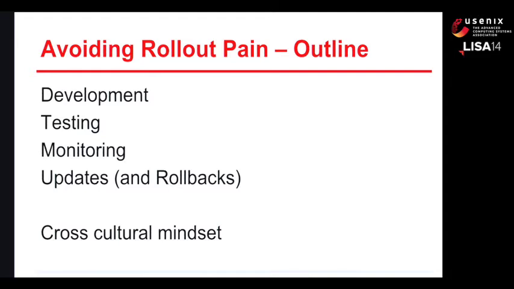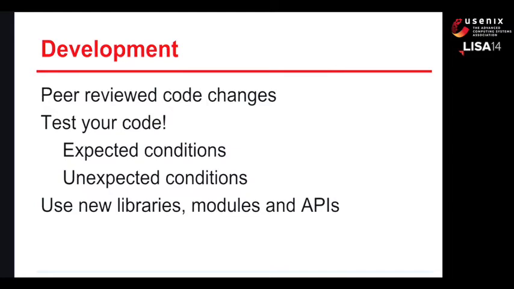And with failure, the wrath of your boss and the wrath of your users and the shame that goes with it. And no matter how hard we try, we all hang our heads at some point or another and get to write the post-mortem. More on that later. So how can you avoid it? It involves a cross-cultural mindset that includes the development system, the testing system, the monitoring system, and the way you do updates and rollbacks. So let's take a look at each of those.